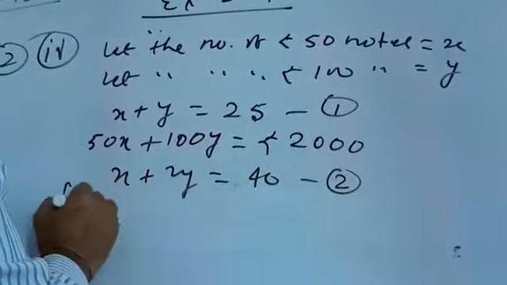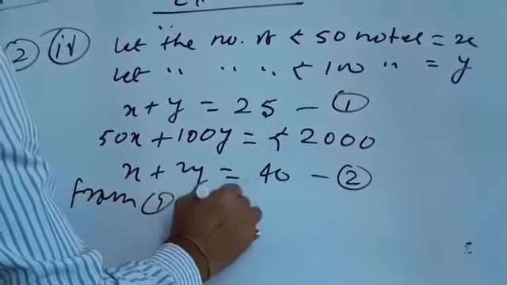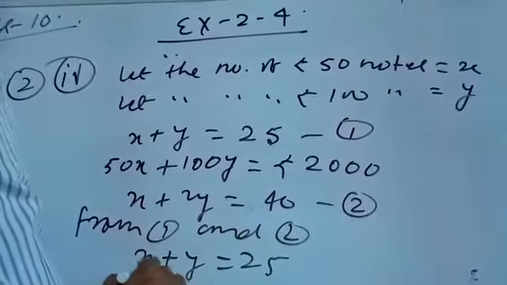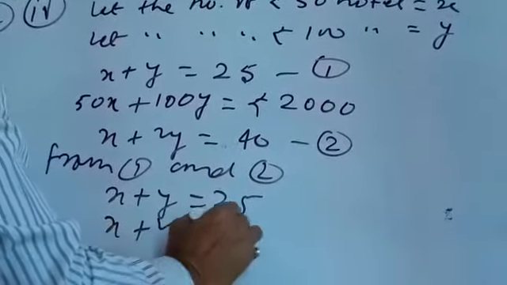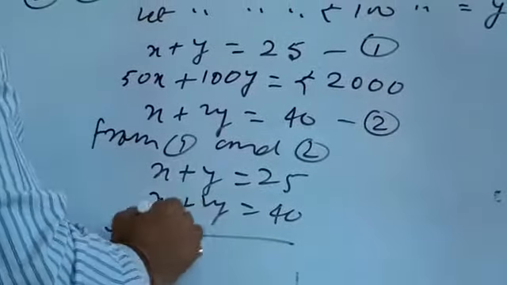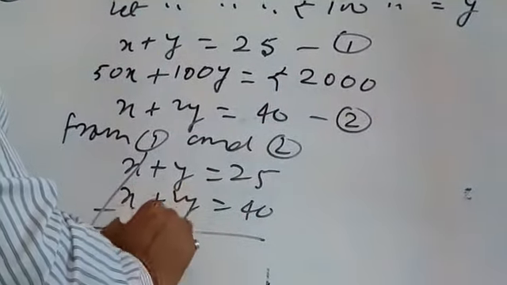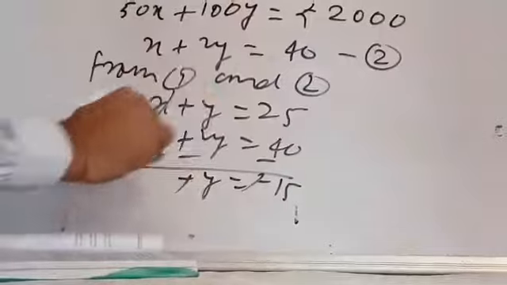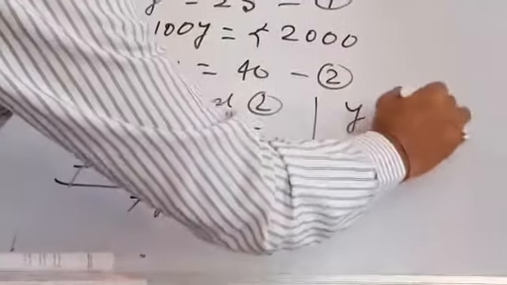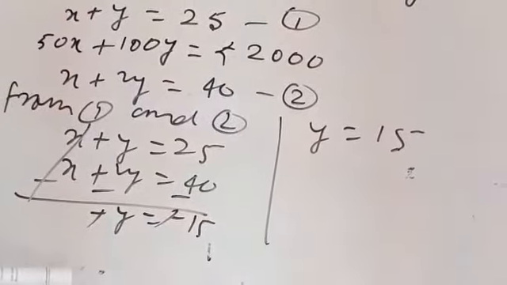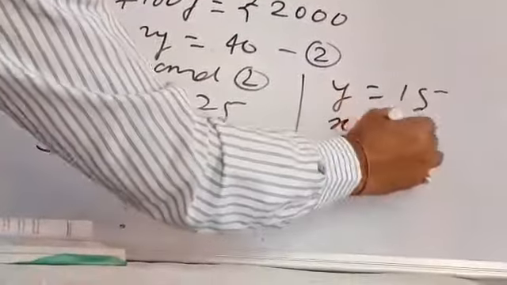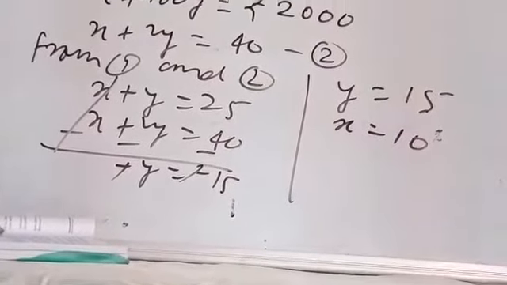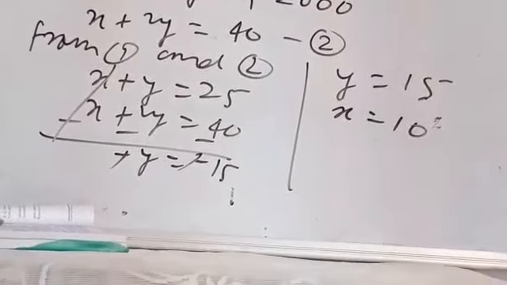Now from the first and second, what do we get? x plus y is equal to 25. x plus 2y is equal to 40. By the elimination method, just subtract it. This would be cancelled. Here minus y is equal to minus 15. So y is equal to 15. And if y is equal to 15, then x is equal to 10. And what is being asked in this question? Find how many notes of rupees 50. For rupees 50, how many notes do we have?